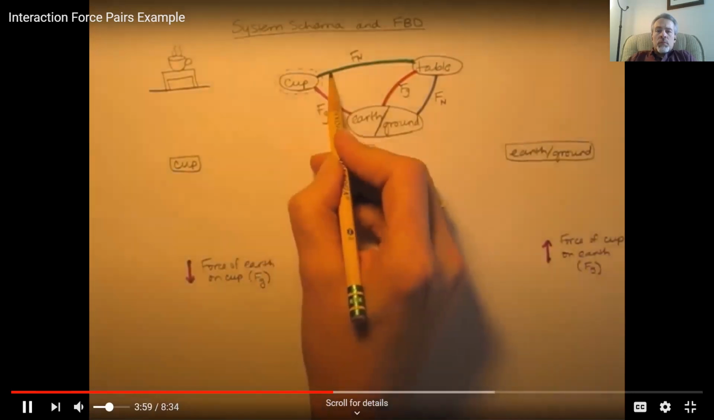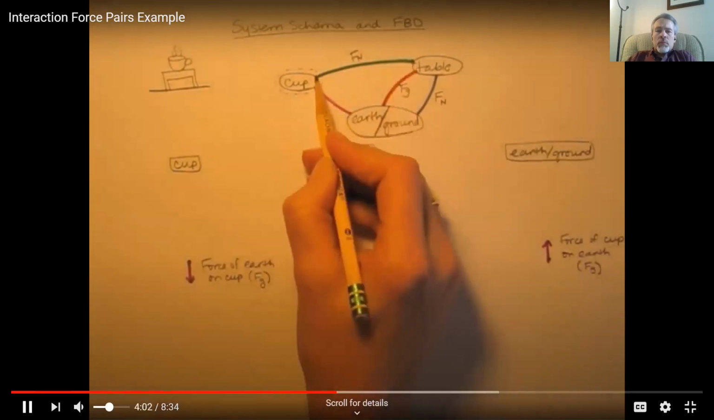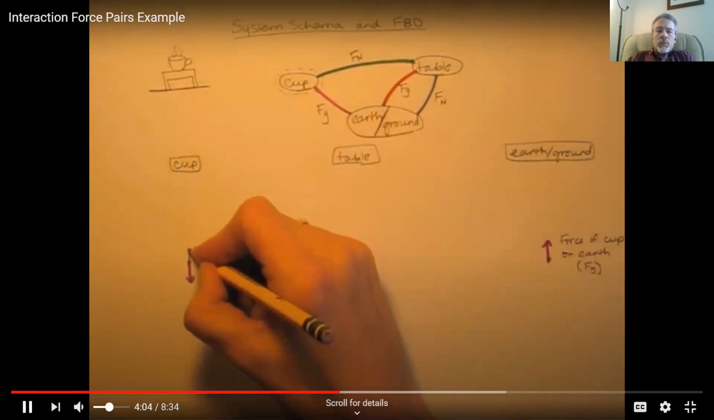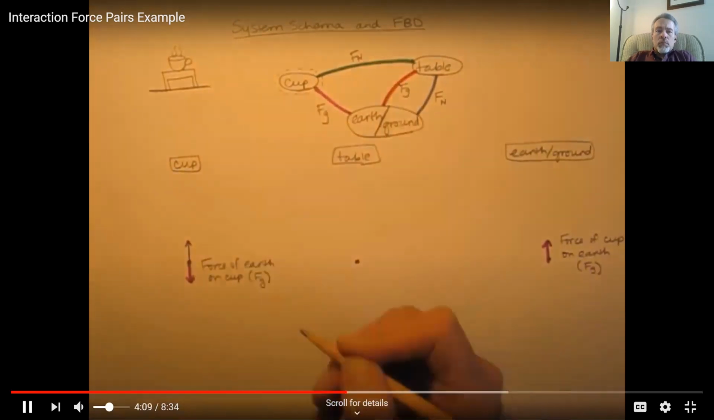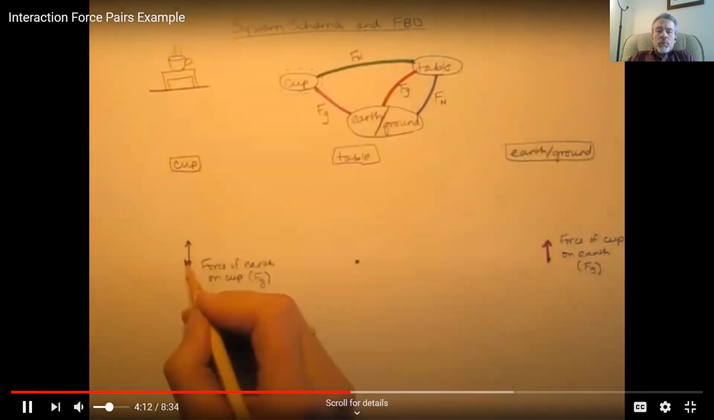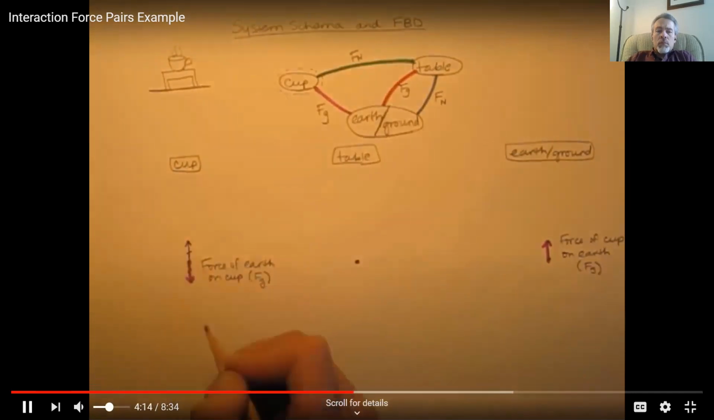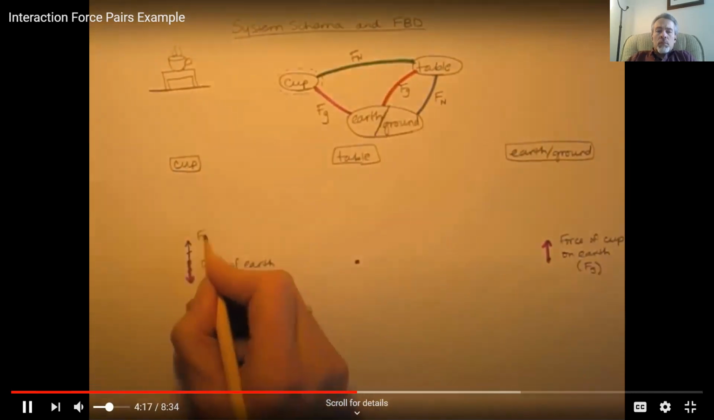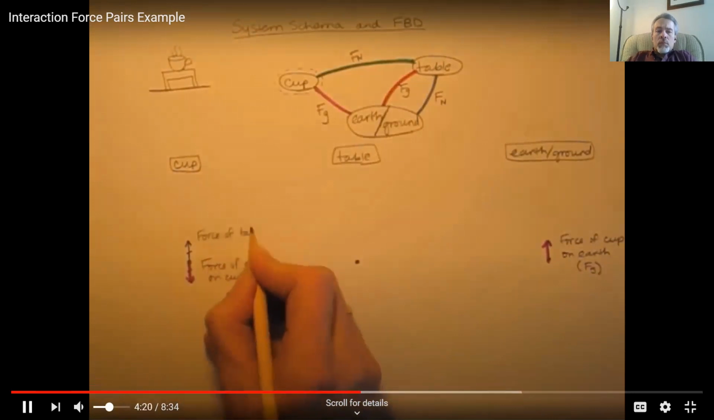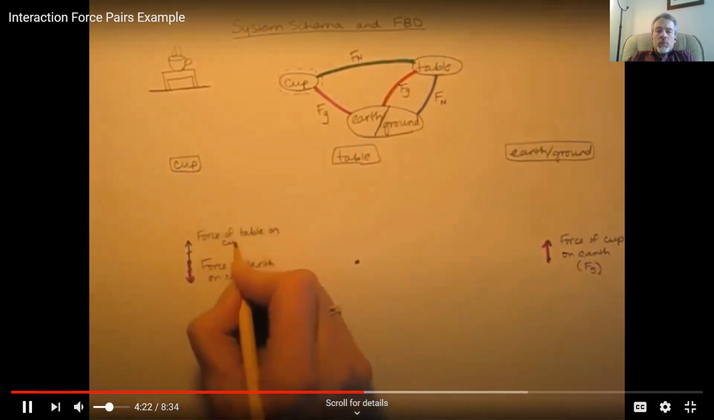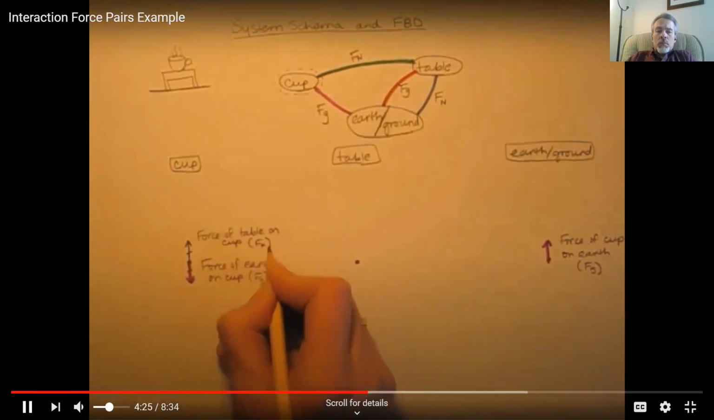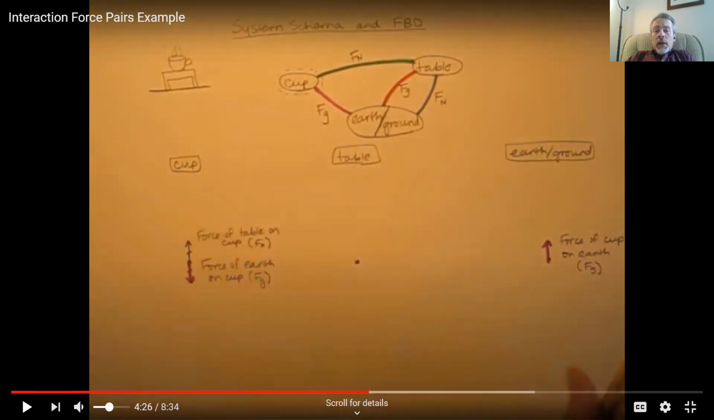There's one more force on the cup, and that is the force of the table on the cup. And that's an upward force. Because the forces on the cup are balanced, I know they're balanced because the cup is not accelerating up and down, this force has the same magnitude as this force. And that is the force of the table on the cup. And that is a normal force. So we label that FNCT. It's the force of normal on the cup from the table.